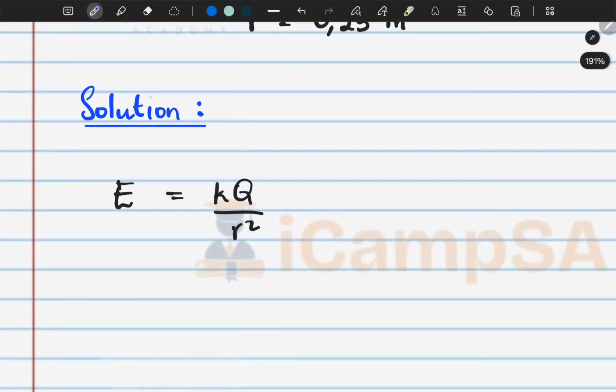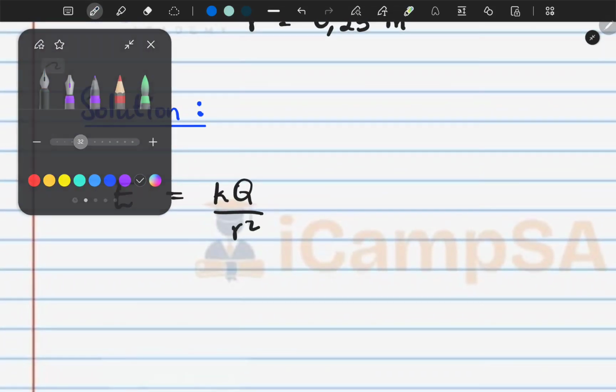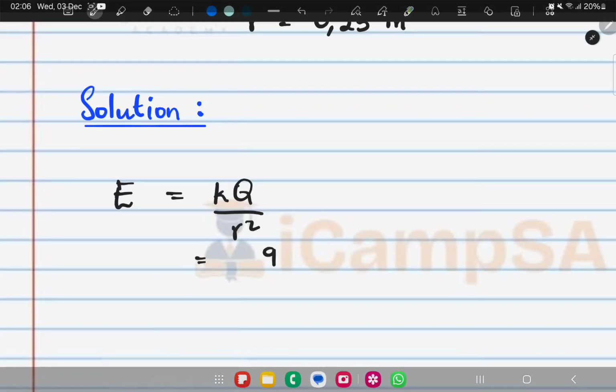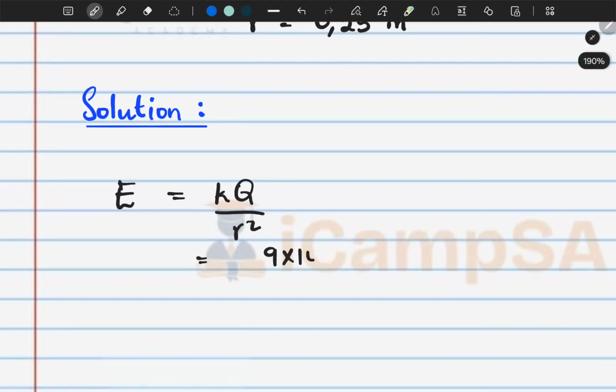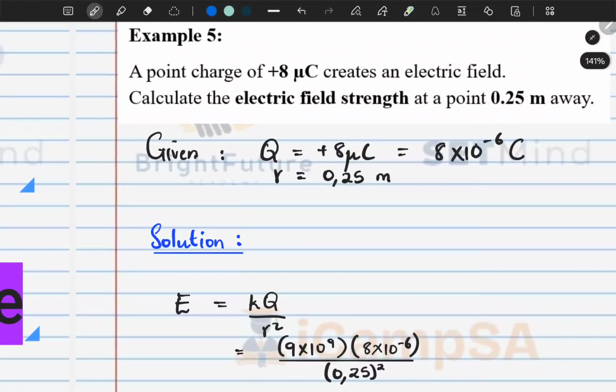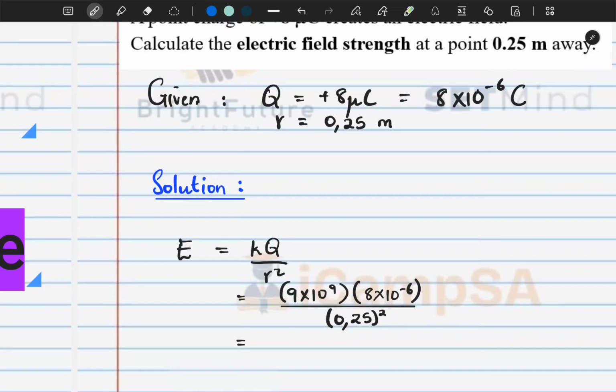Right, so from this, we know that K is always constant, obviously. It's 9 times 10 to the 9, multiplied by the charge that we're given, and we convert it to coulombs, not microcoulombs. Then we put the distance as well. Remember that electric field is a vector.